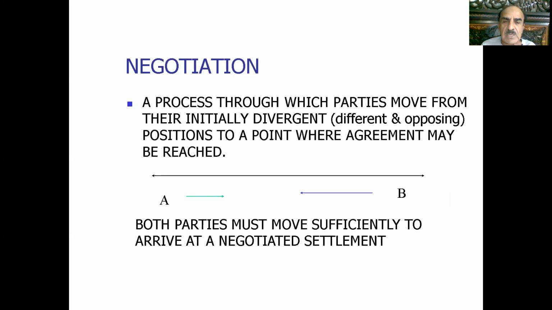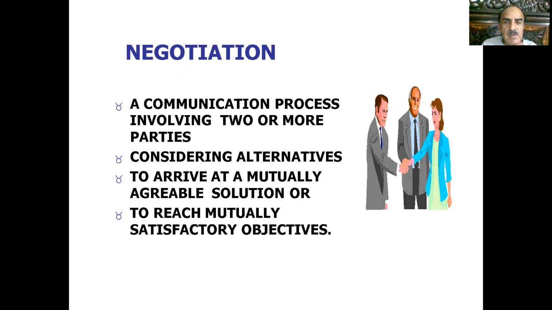If you just see that A and B are two parties, they are trying to be closer to each other, and if this is not done, and if the parties don't have this will to solve the problem, then definitely it would be next to impossible to solve the problem. So negotiation is basically a process which involves two or more parties considering alternatives, arriving at a mutually agreeable solution, and reaching mutually satisfactory objectives.